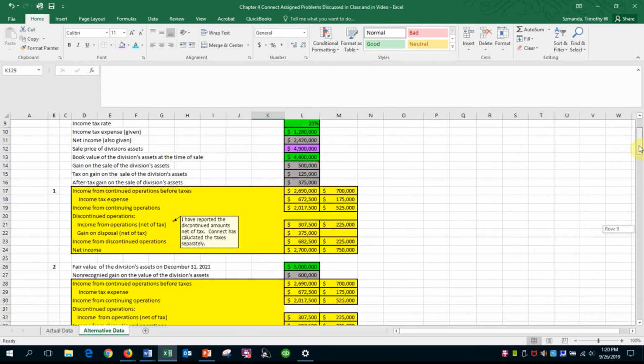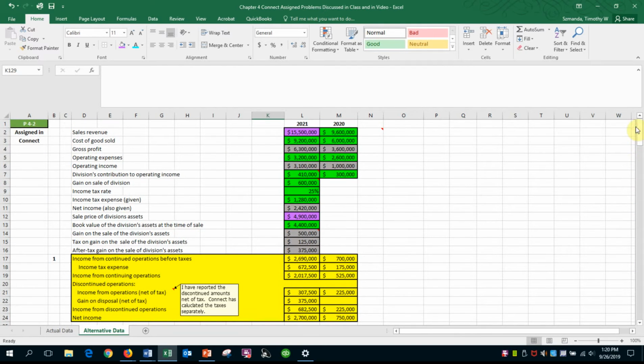And then the other one, of course, is the discontinued operations, which is new material for us. But I'll be talking a little bit about the comprehensive income component now of the income statement, which is new. All right, so let's start with problem number 4.2.